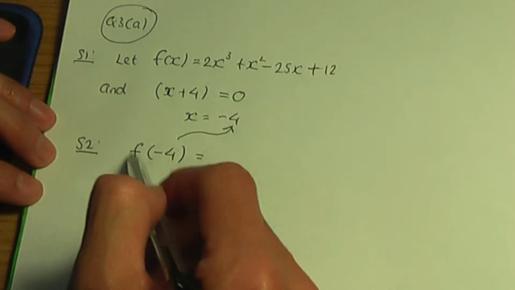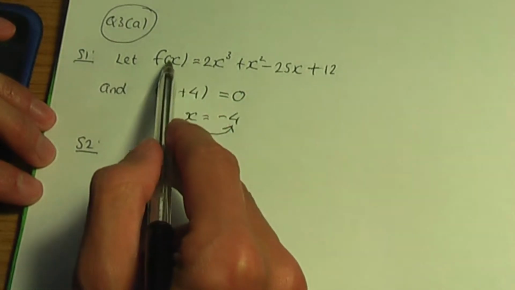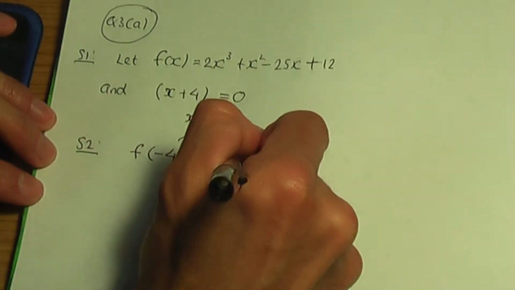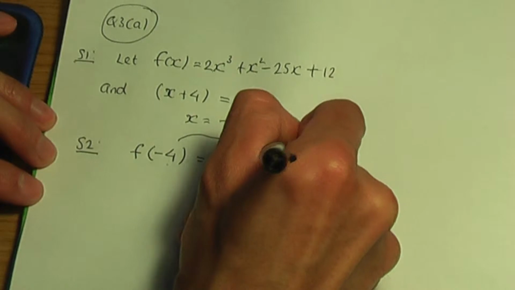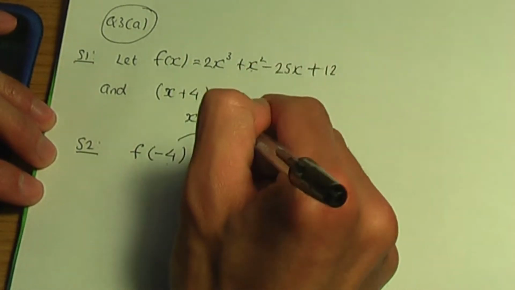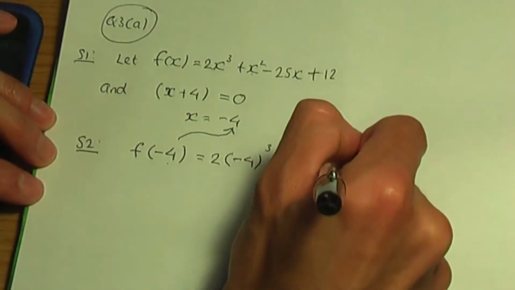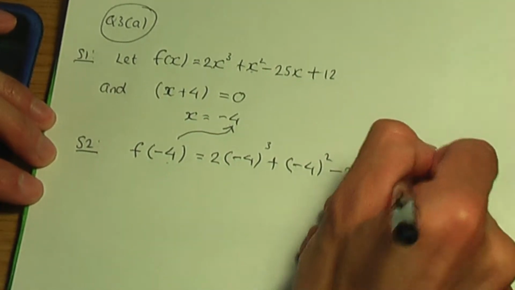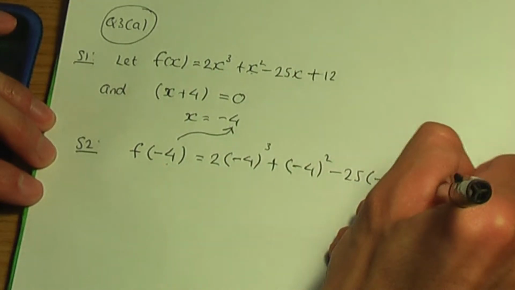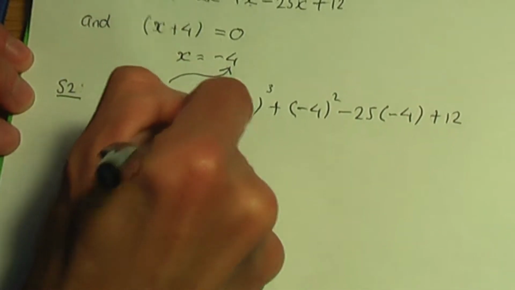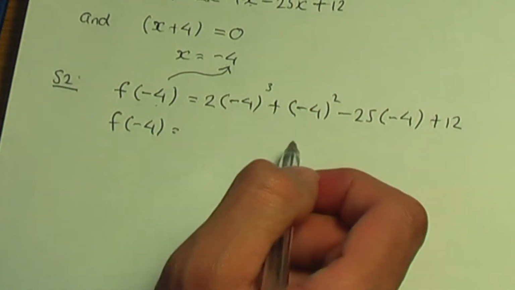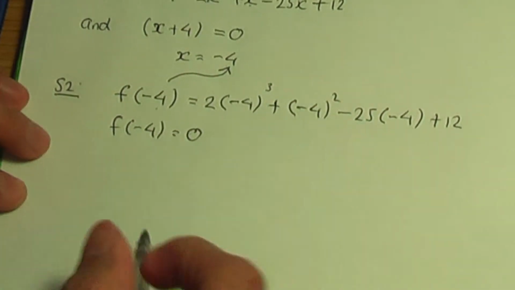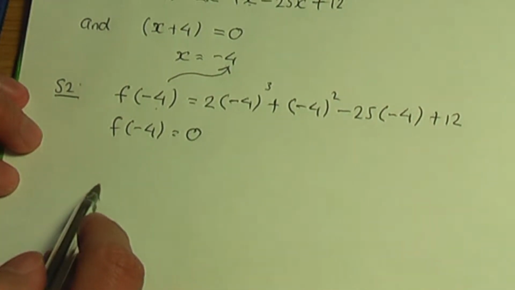So to work out f of minus 4, straightforward, let's replace the x's here by minus 4's to give us 2 into minus 4 cubed, plus minus 4 squared, minus 25 into minus 4, plus the 12 at the end. Now, if you insert this into your calculator, you are going to get an answer of 0. So f of minus 4 is equal to 0.